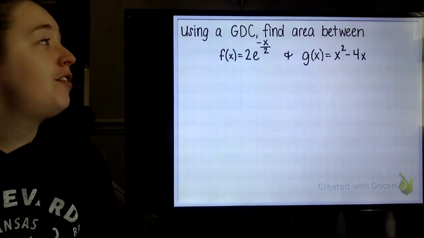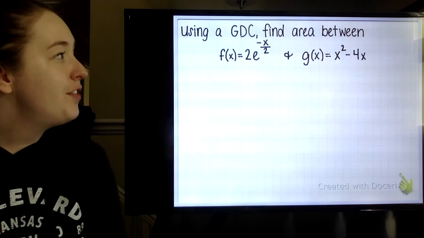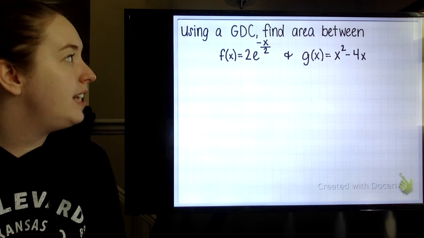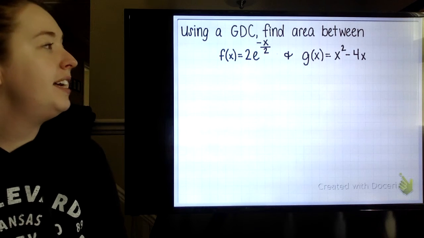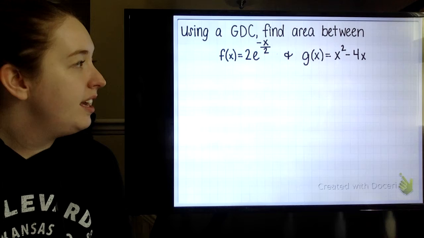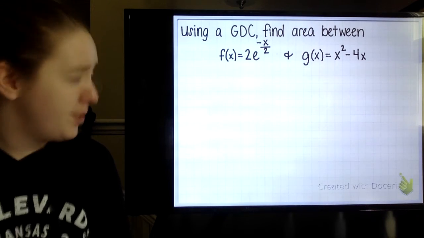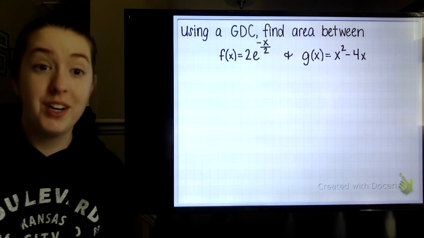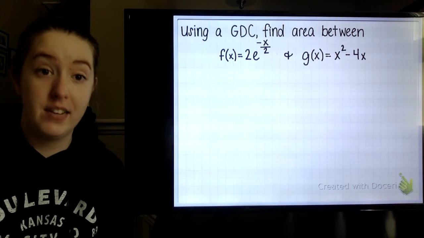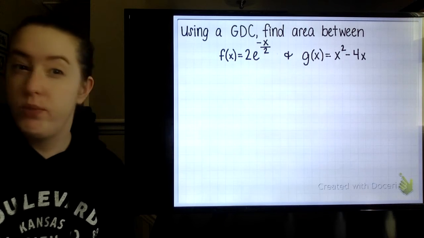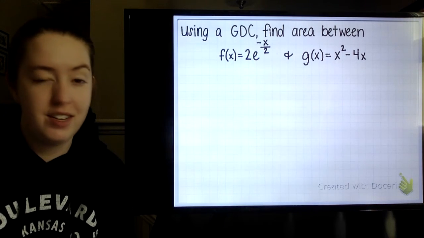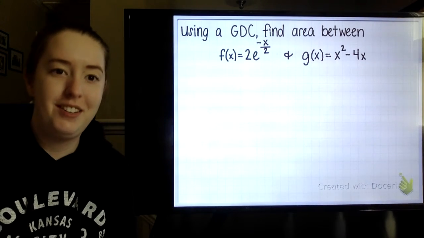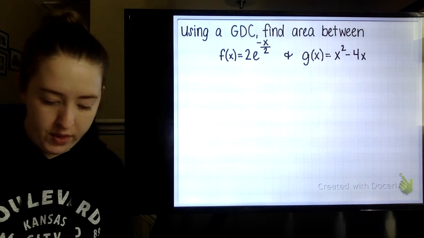Using a graphing calculator, find the area between f of x equals 2e to the negative x over 2, and g of x equals x squared minus 4x. So the first thing we want to do is graph it out to figure out what exactly is going on. Like I said, we don't want to graph it by hand because it's just going to take too long, especially with e and all of that sort of stuff. We don't want to try to do that by hand, so we're going to use a calculator for that.